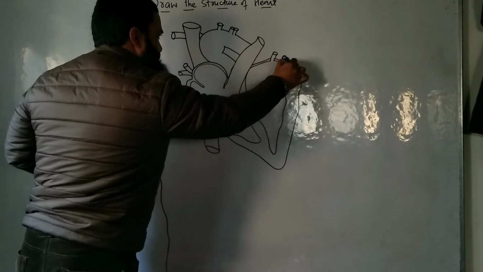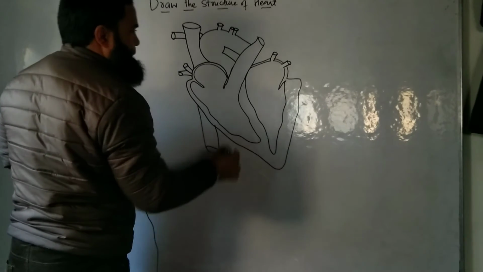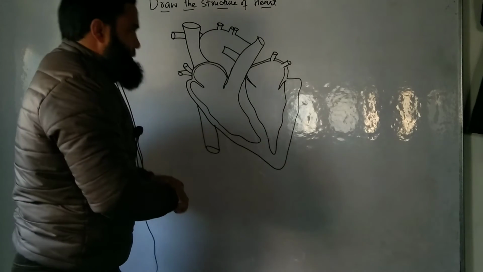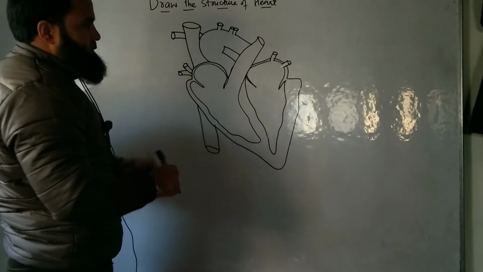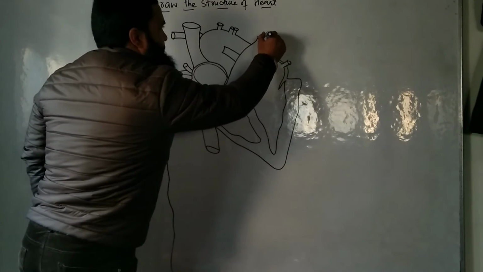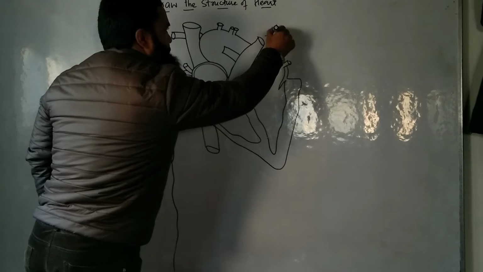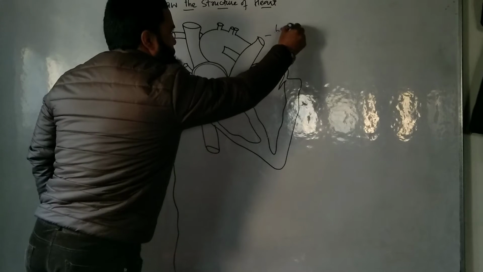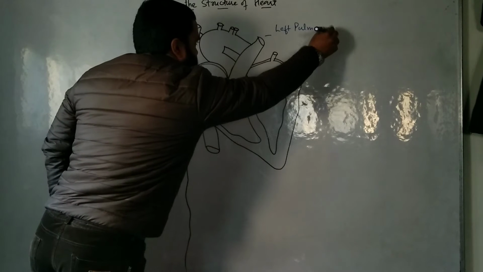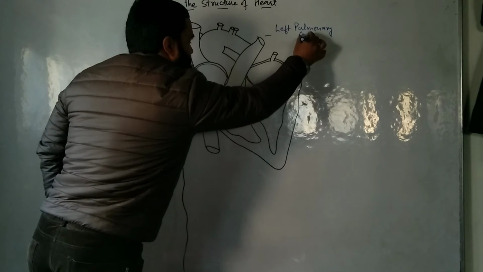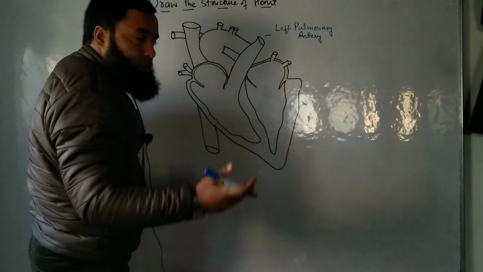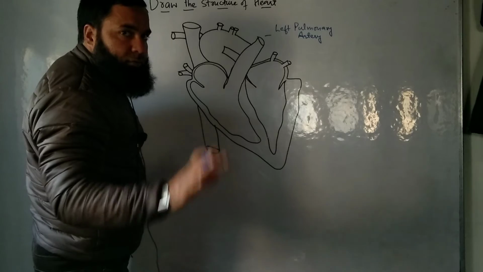Try to mention the names of the structures which I had drawn here. This is the left pulmonary artery. It supplies the deoxygenated blood to the left lung.